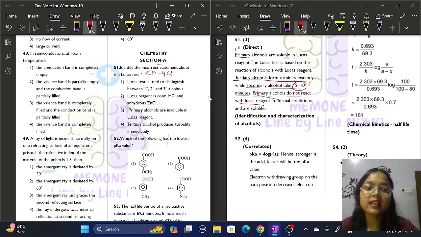So the first statement is correct, that Lucas test is used to distinguish between 1 degree, 2 degree, and 3 degree alcohols. And I have also told that Lucas reagent is concentrated HCl and anhydrous ZnCl2. This statement is also correct.